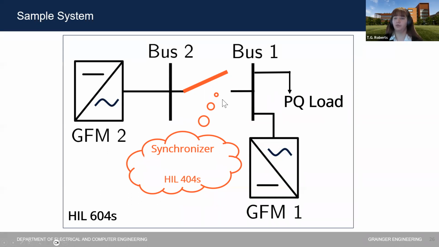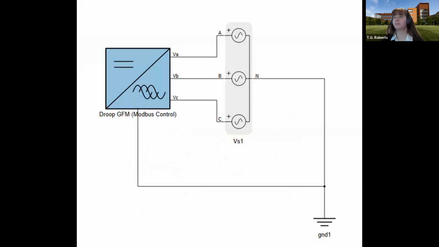We need to be able to synchronize the terminal voltage, the phase, and the frequency exactly in order to connect them, which is what our synchronizer does. So once these two things are synchronized, they will connect. And then we will be able to run something like our secondary control as another layer on top of that. Everything in orange would be run on the target hardware, which is the HIL 404s, and everything in black on this slide would be run on the 604s. So far in our hardware setup that we have deployed, we have only deployed the synchronizer, which is what I'm going to show a demo of in the next few slides.